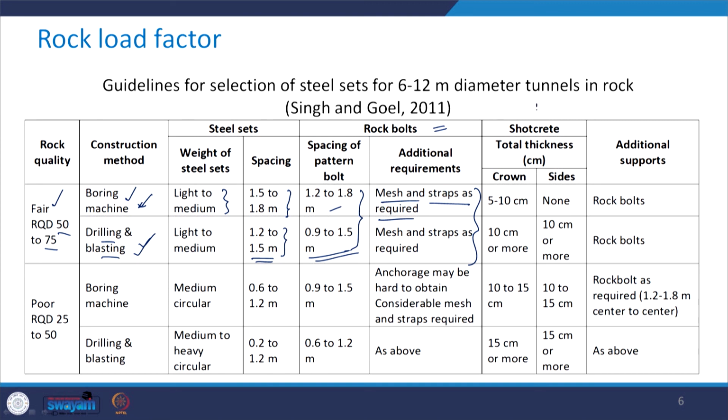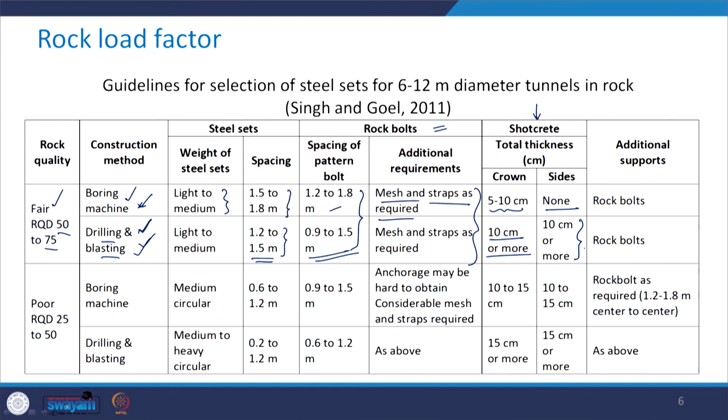In case of the application of the shotcrete, in the crown portion you need to provide 5 to 10 centimeter thick shotcrete layer for the tunnel boring machine. But in case the construction has been done using drilling and blasting method, it is 10 centimeter or more. In case of the side walls, no shotcreting is needed if the construction is done using the tunnel boring machine, but in case it has been done using drilling and blasting method, 10 centimeter or more is needed.